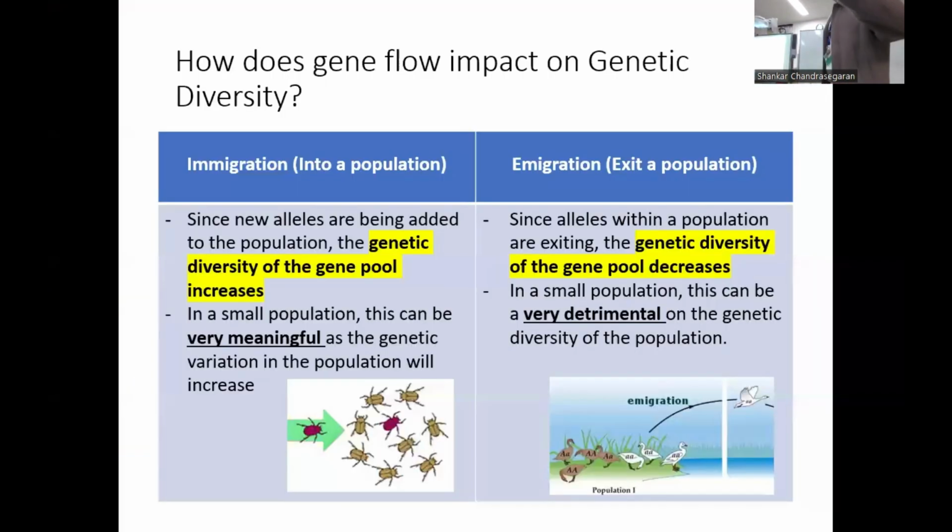All right. Anyone confused so far? Okay. So basically, if something is coming into the population, genetic diversity increases. If something is leaving the population, the genetic diversity of that population is decreasing. All right, moving on.